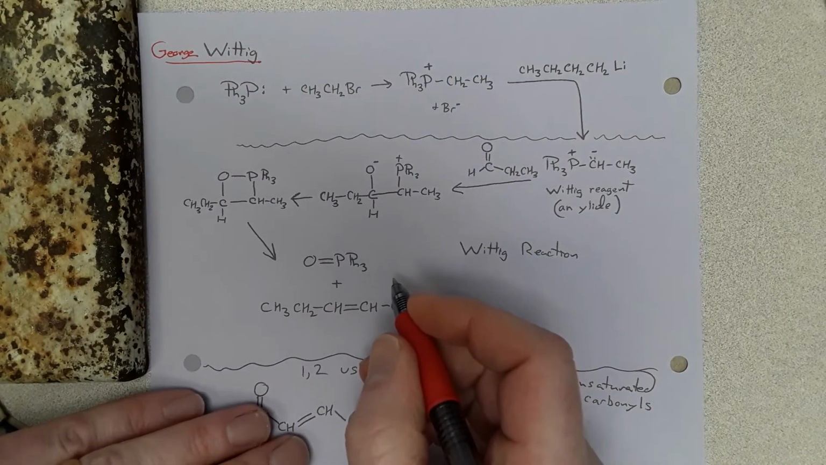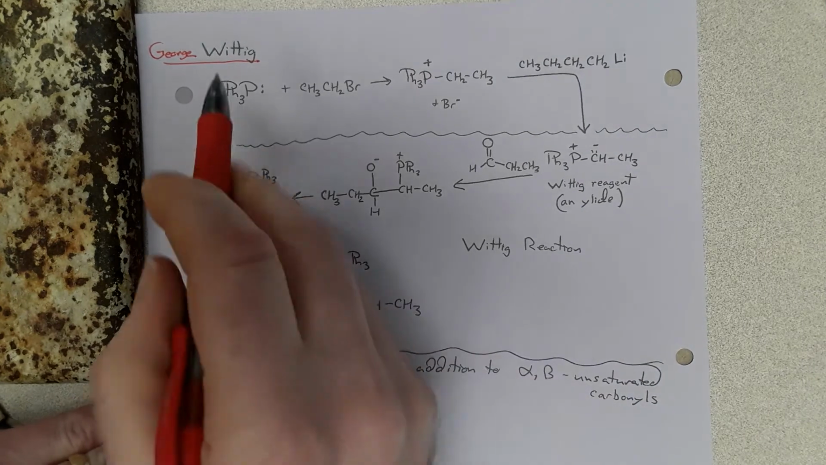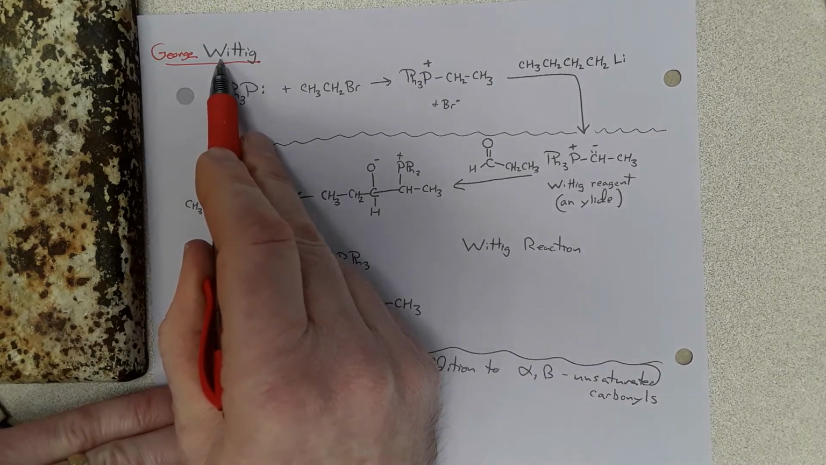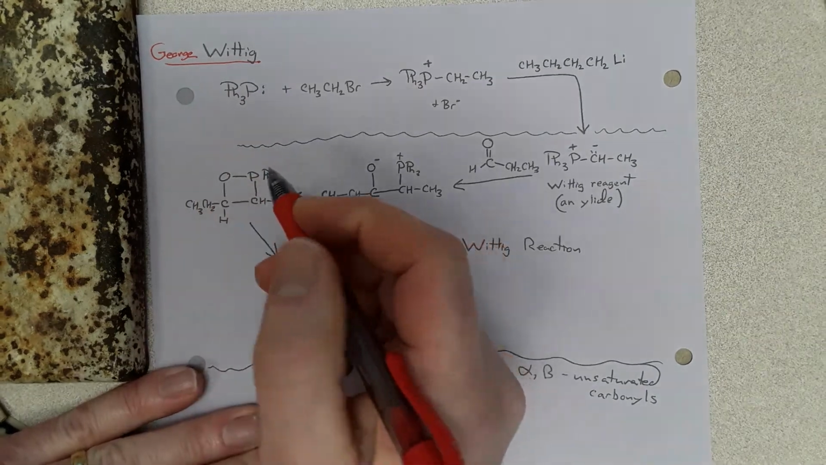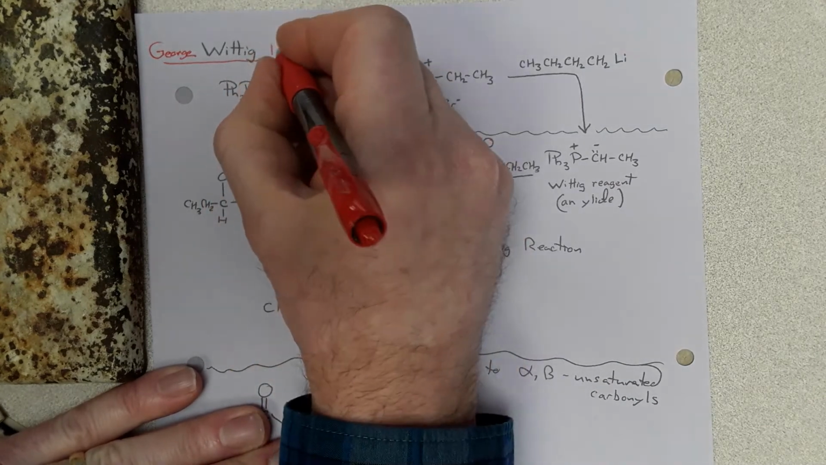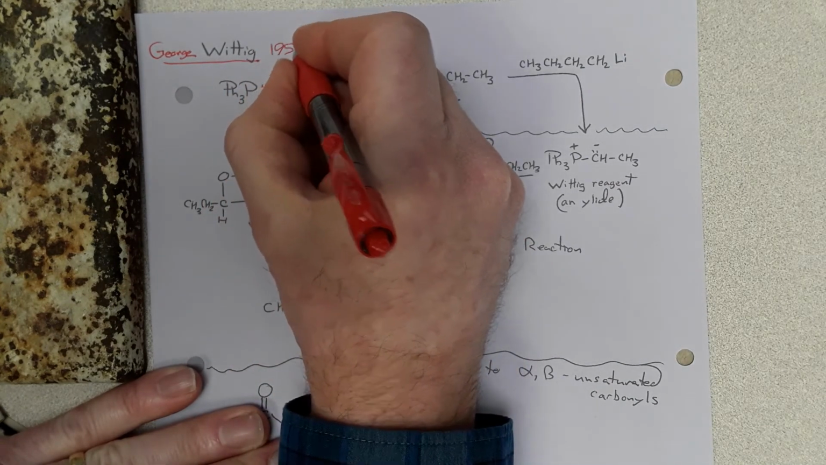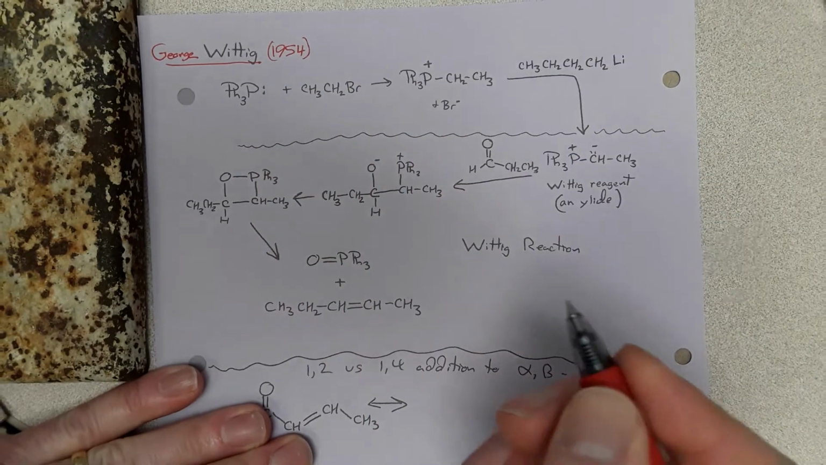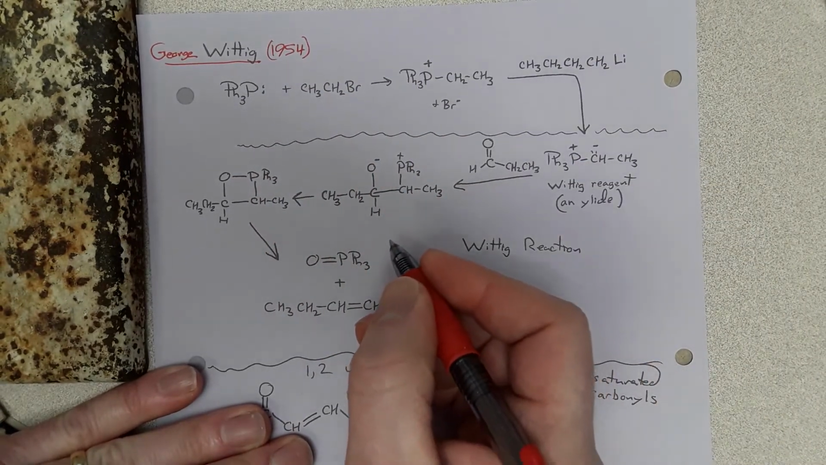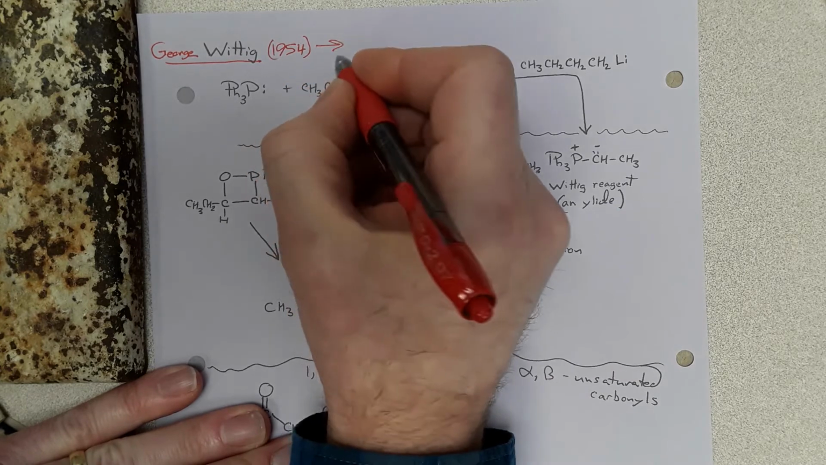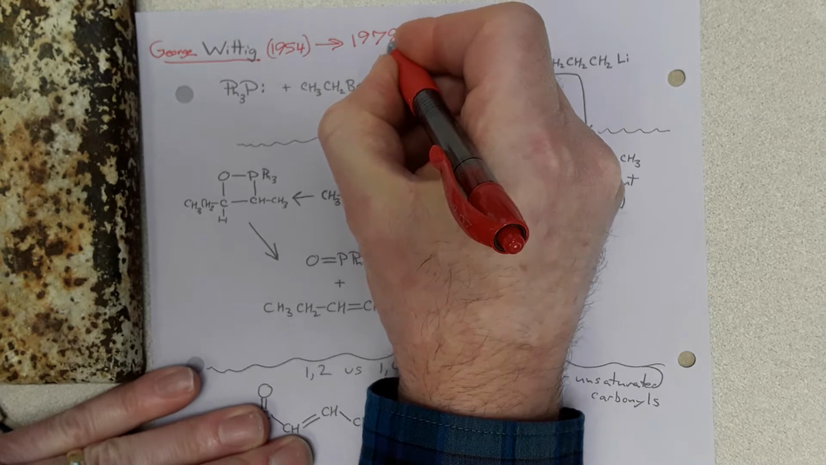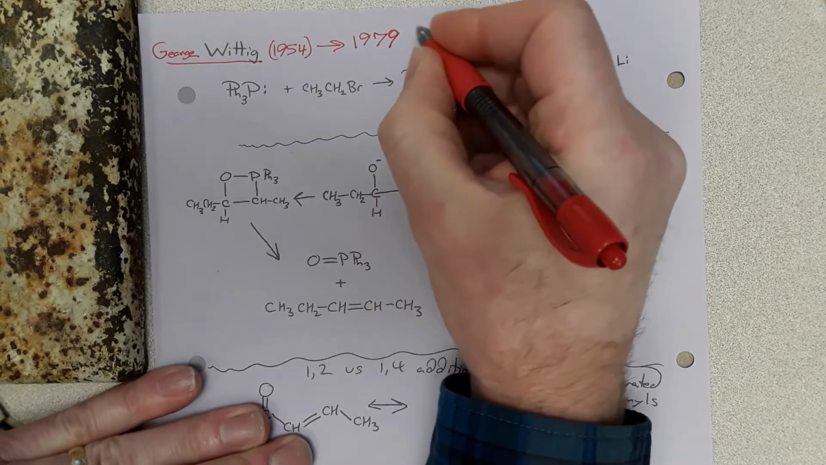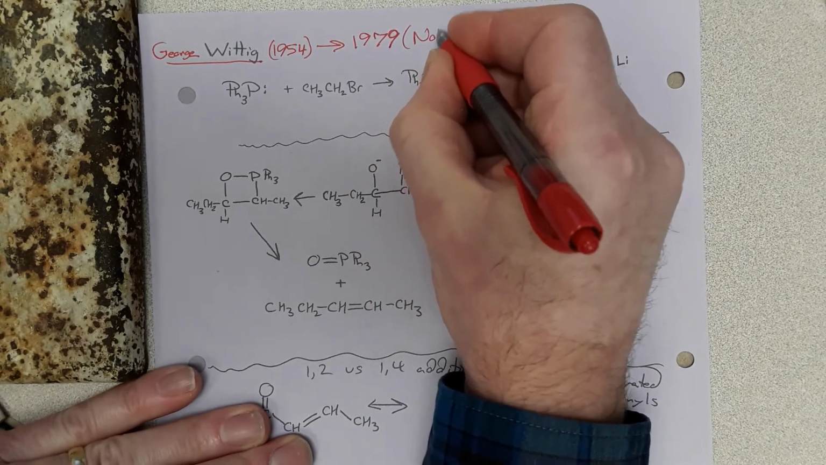He's a German chemist, or was a German chemist. The Germans pronounce the W as a V, so this is the Wittig reaction. George Wittig in 1954 came up with this reaction, or discovered this reaction, or invented this reaction, however you want to say it. And then a couple years later, 1979, it always takes a lot of years to get to this point, he won the Nobel Prize.